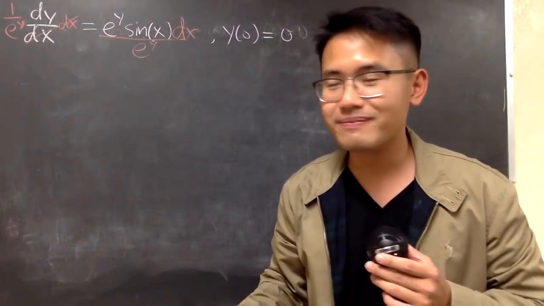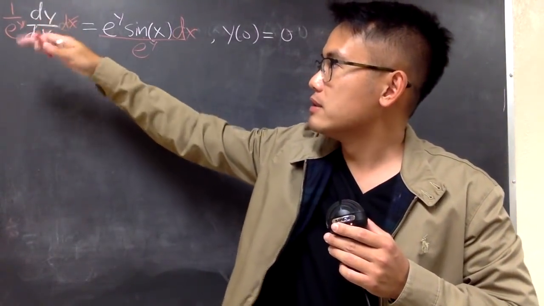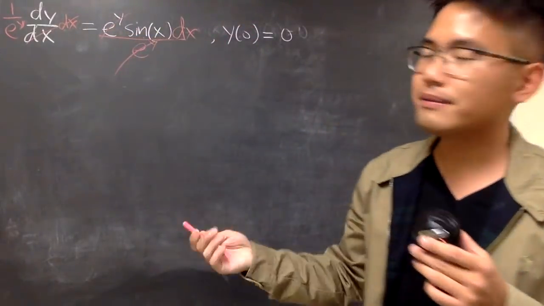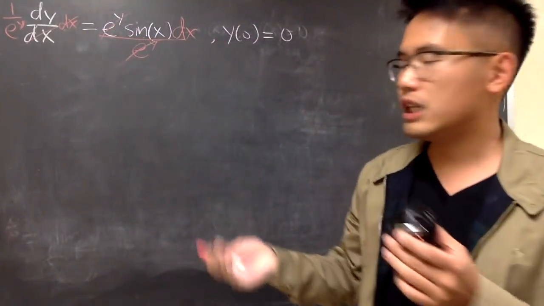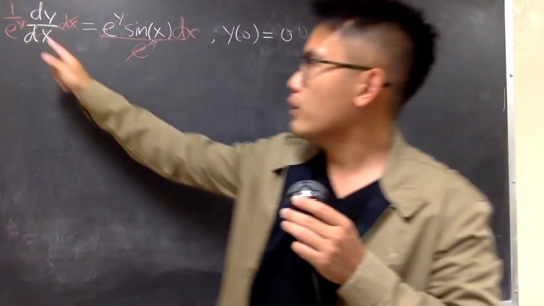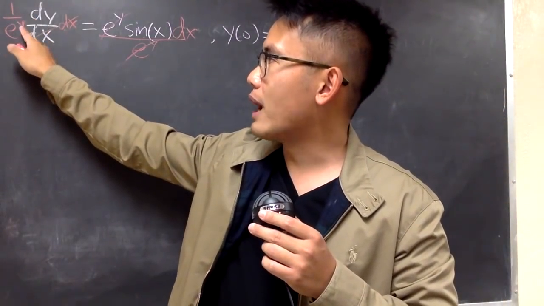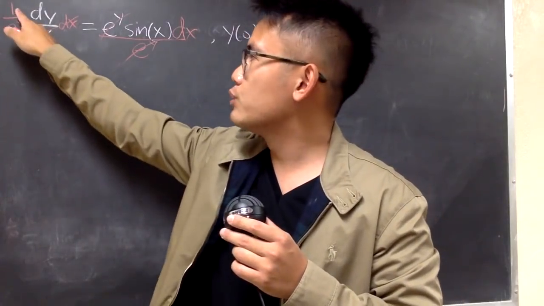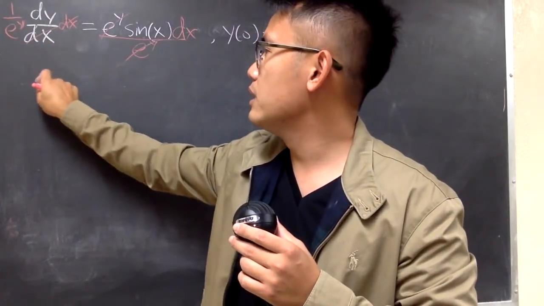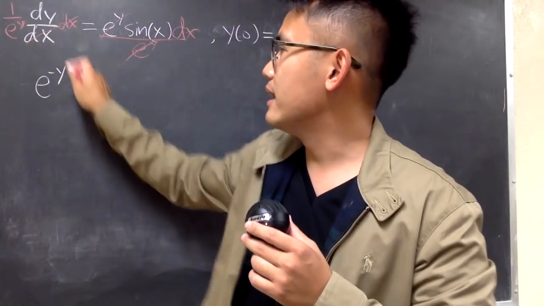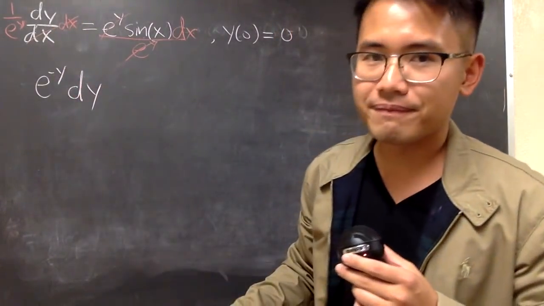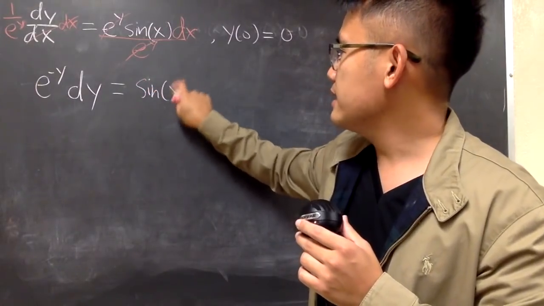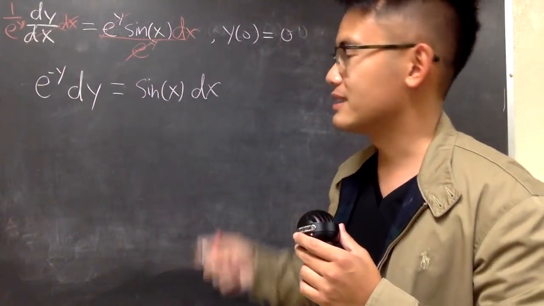So this is pretty much how we get ready to separate the variables. Here we have y and dy together, and then here we have the x and the dx together, right? So that's how you keep track of everything. Now we have 1 over e to the y dy. We want to integrate that. And to get ready, I would write this as e to the negative y dy, and that's equal to the x part, which is sine x times dx like this.